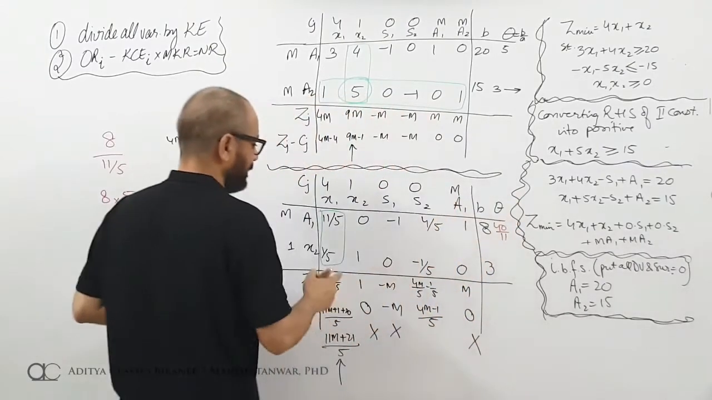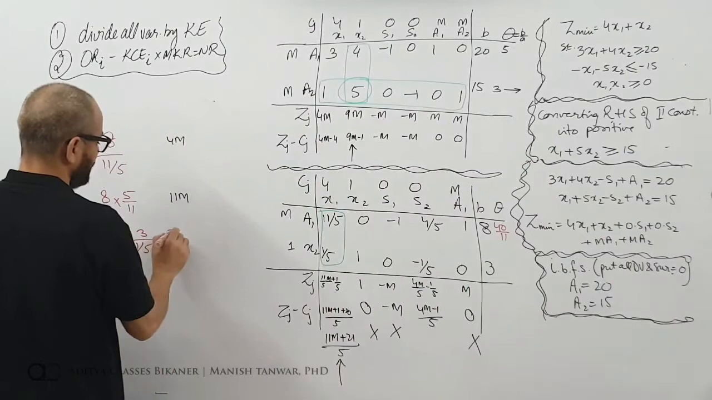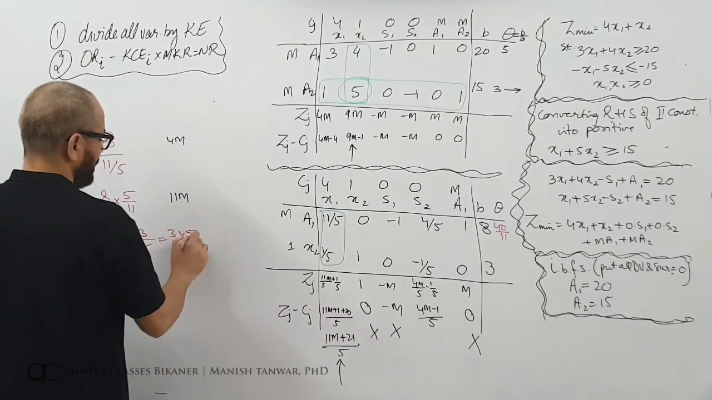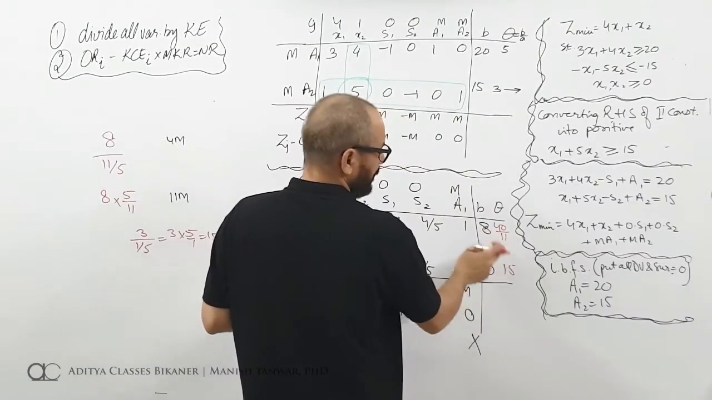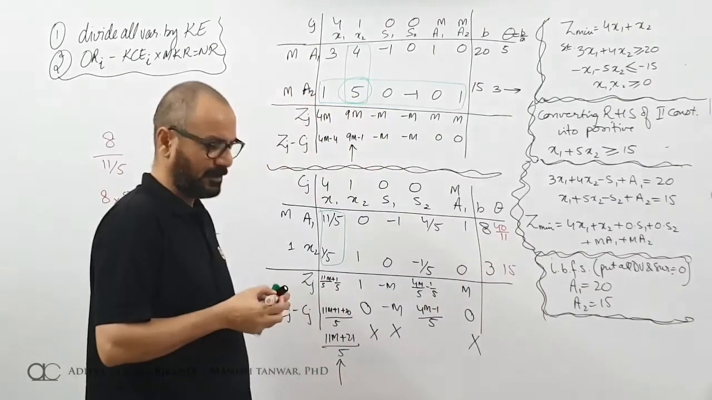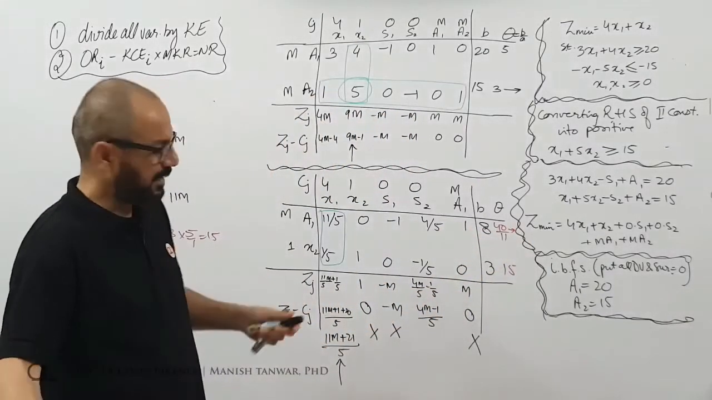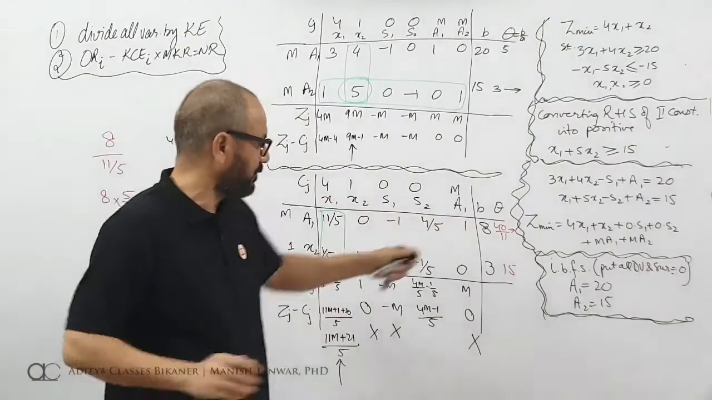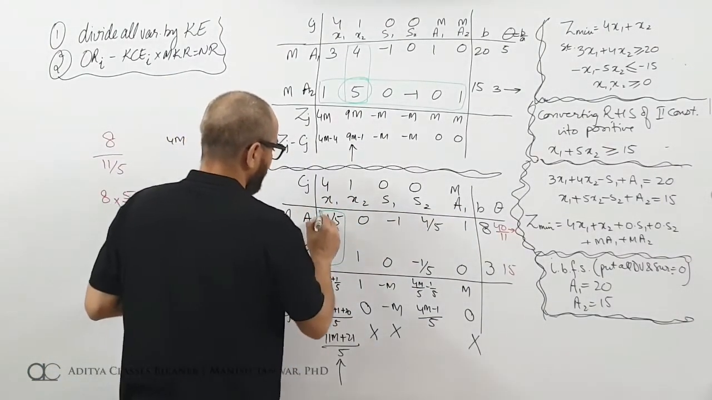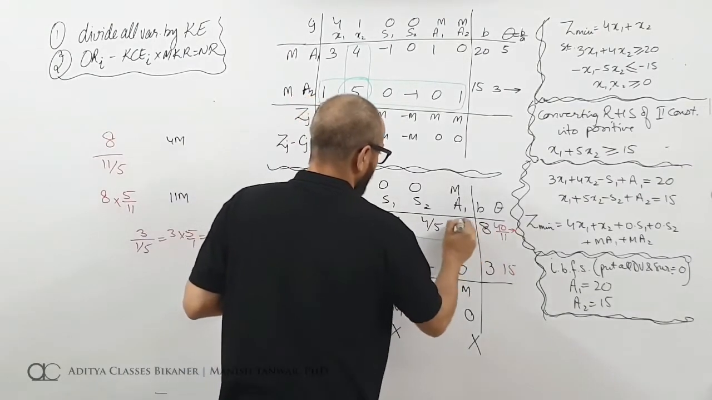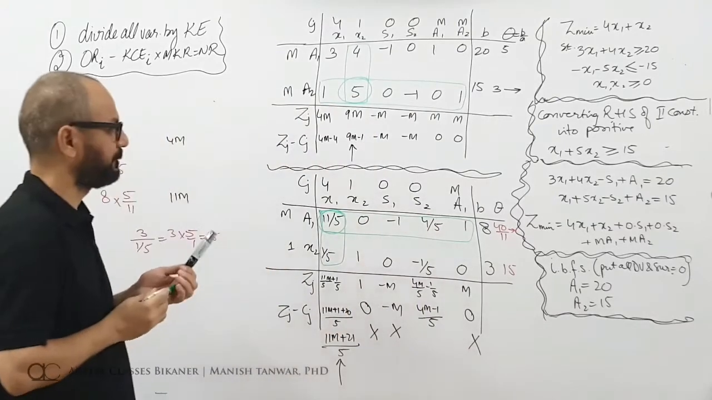It is 3 point something. This one would be 3 divided by 1 by 5, making it 3. This gets flipped, 5 by 1, making it 15. So this will be 3 point something, this will be 15. So obviously which is less? This is less. So I have my incoming variable, I have my outgoing variable. Incoming is x1, outgoing is a1. This is my outgoing variable and this is key element.